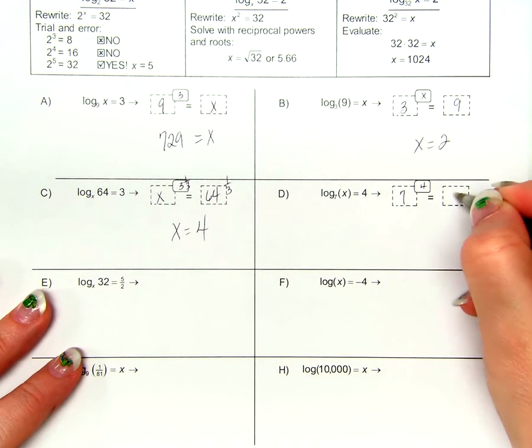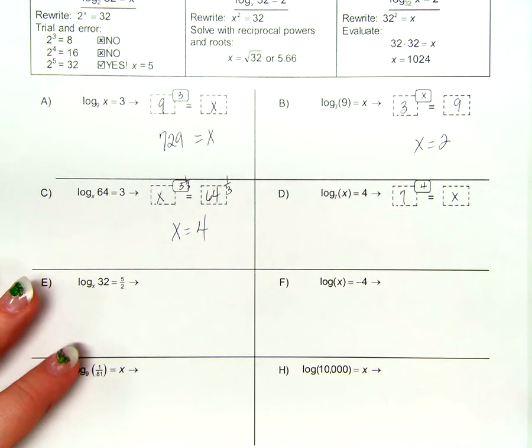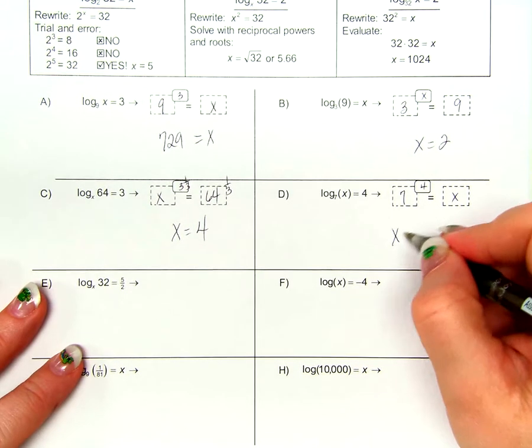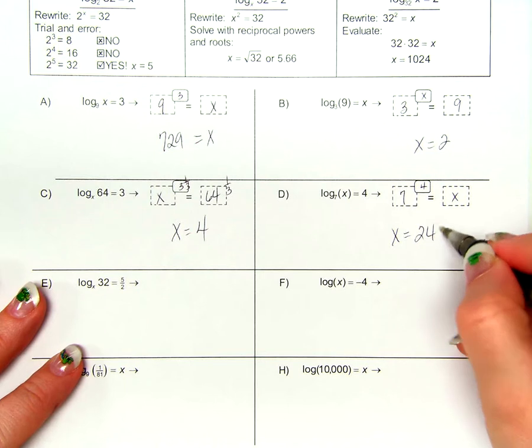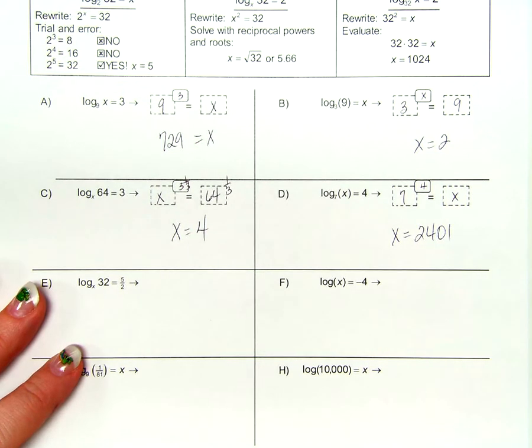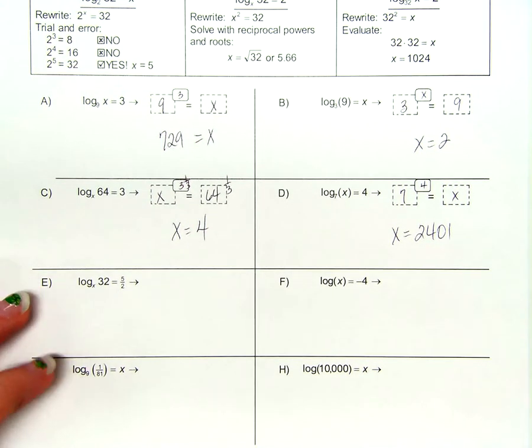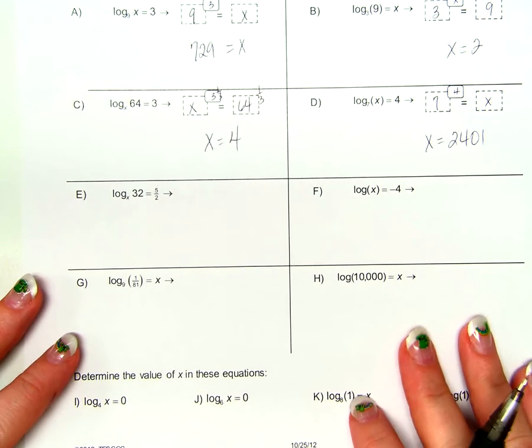7 to the 4th equals x. Do you know 7 to the 4th off the top of your head? 2,401. Okay. What about e?